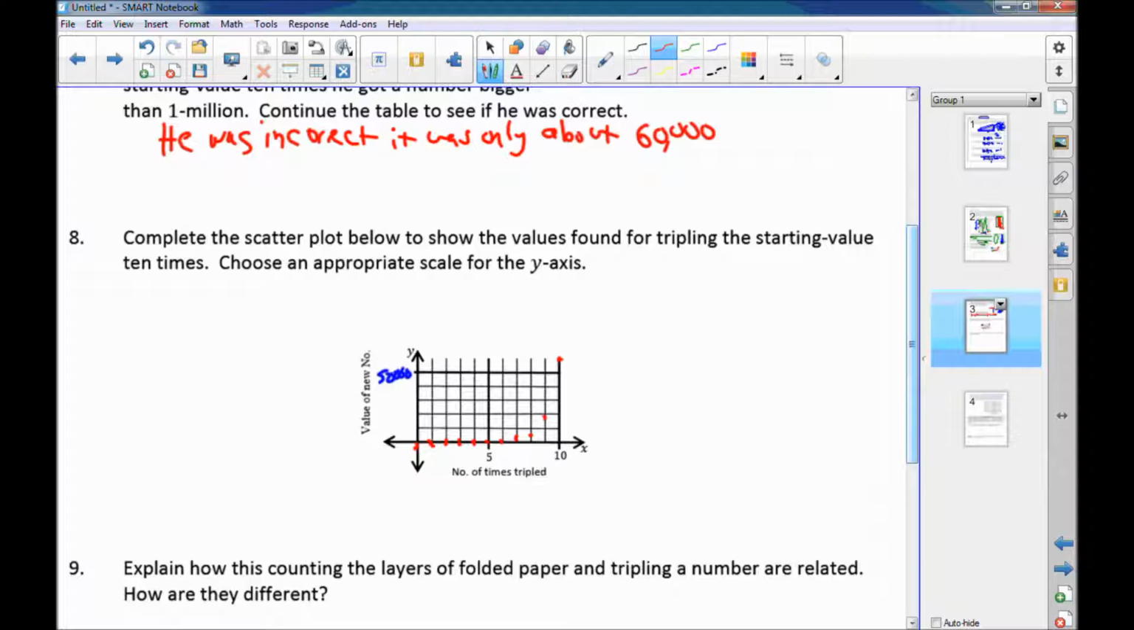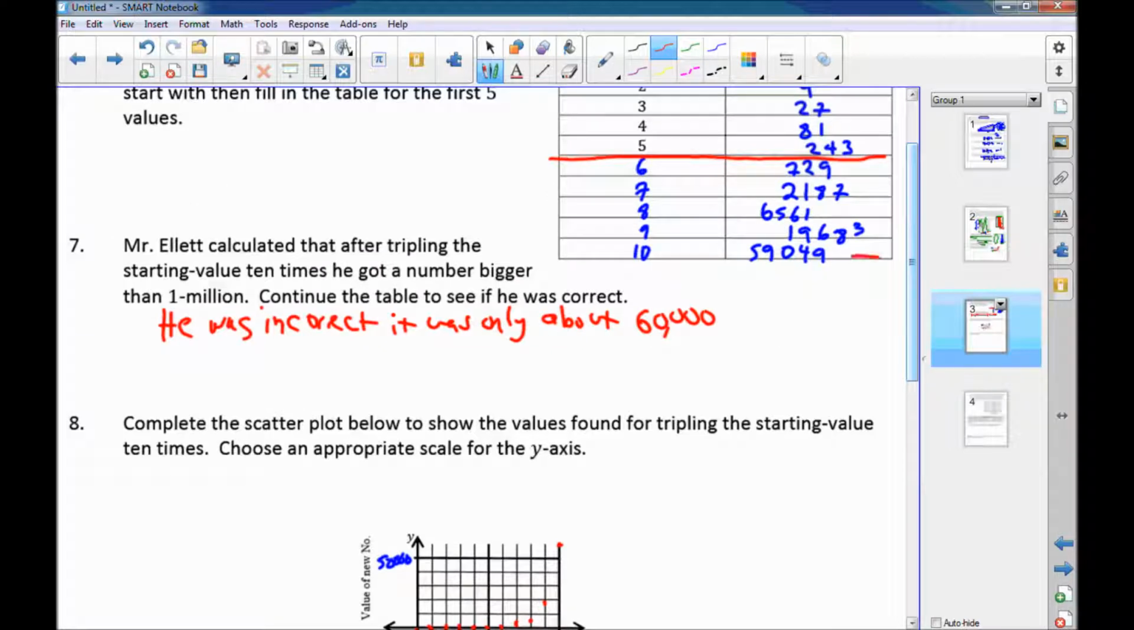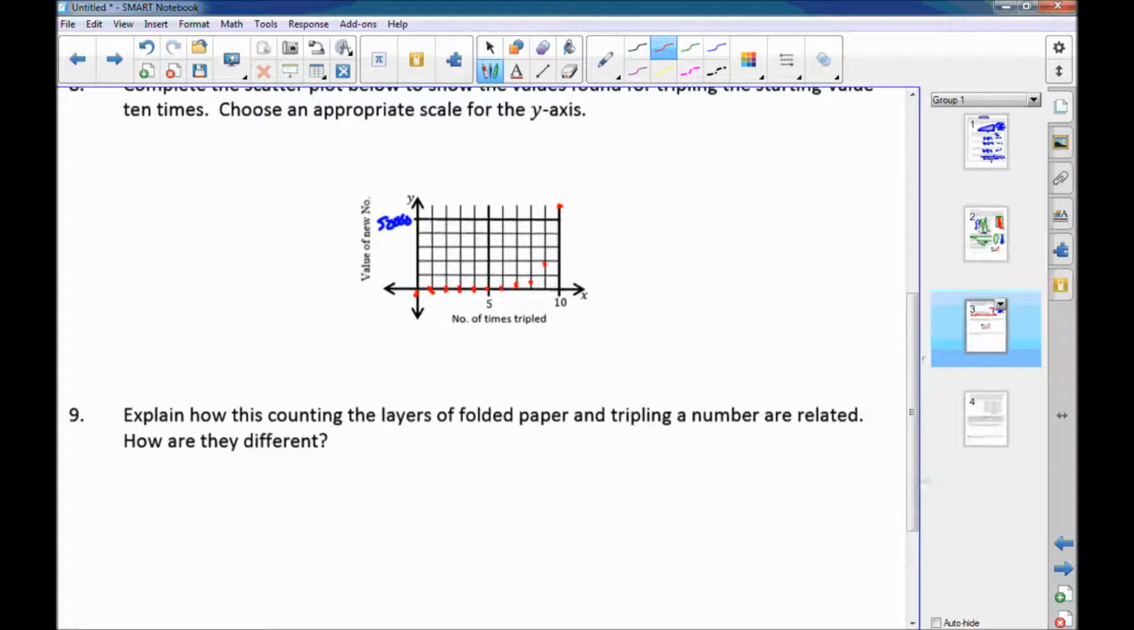All right, then afterwards, we took a second and we made a scatter plot again of this. And we had to choose an appropriate scale for our y-axis. And on the 10th one, we were at 59,000. So what I did was I went by 10,000. So we have 0, 10, 20, 30, 40, 50. And then the 10th one was almost 60,000. So there was enough room to stick it up above there.